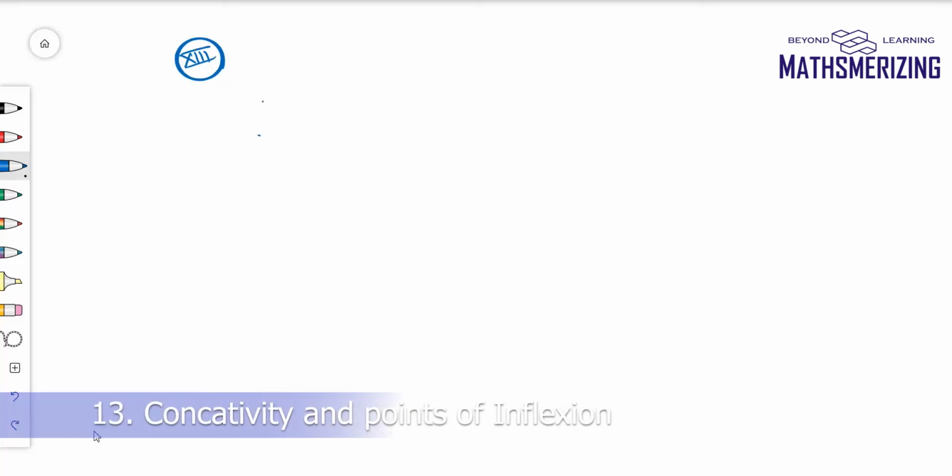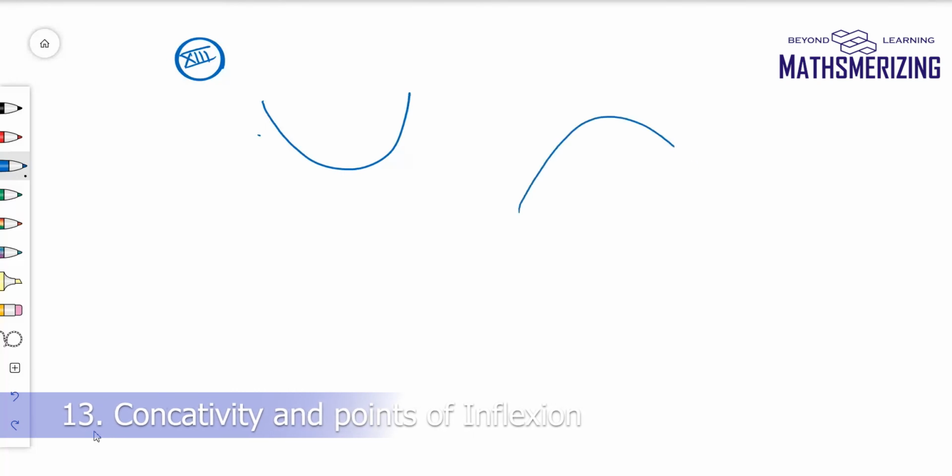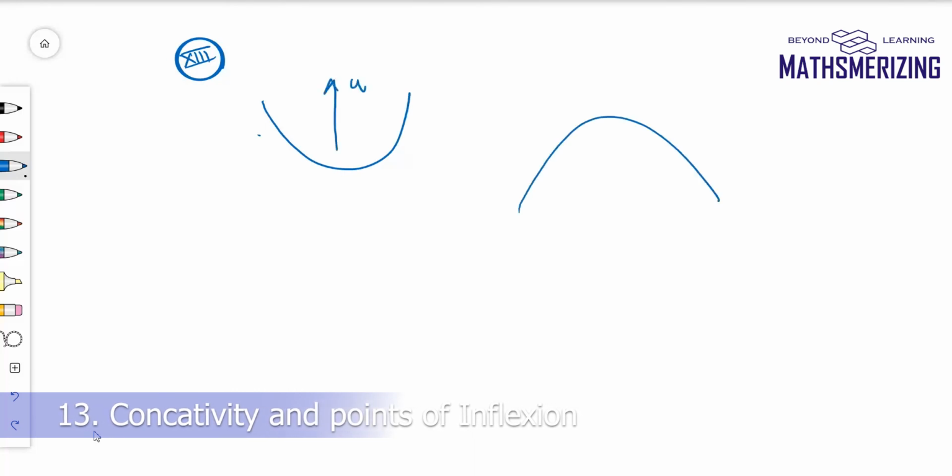Now the 13th thing that we'll study in a graph is its concavity, and to know whether any function has a point of inflection. So there are two kinds of graph: the graphs which are concave up and the graphs which are concave down. Basically we can determine concavity by the second derivative, d2y upon dx square. If the second derivative is positive, it is concave up, and if the second derivative is negative, then it is concave down. At a point of inflection, the concavity of the graph changes.